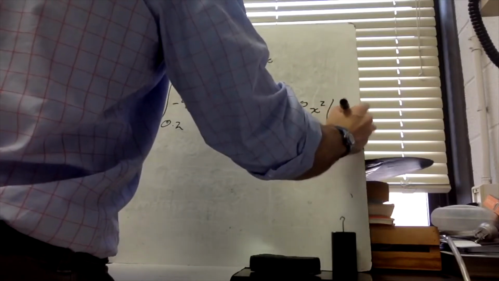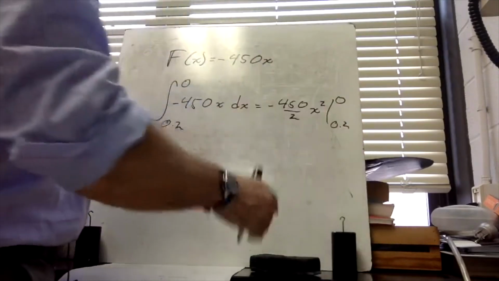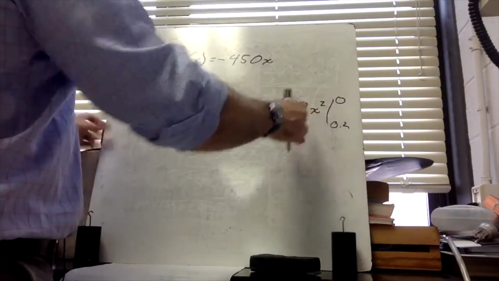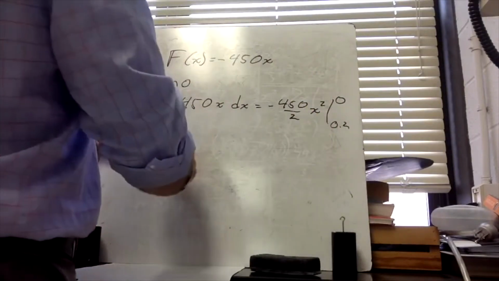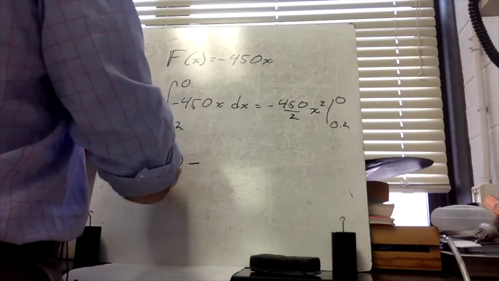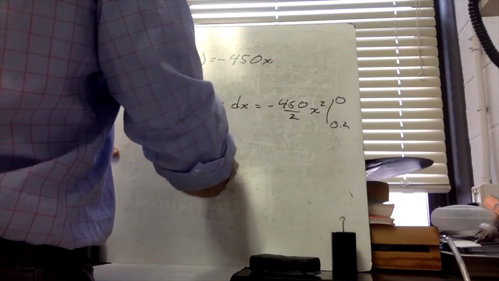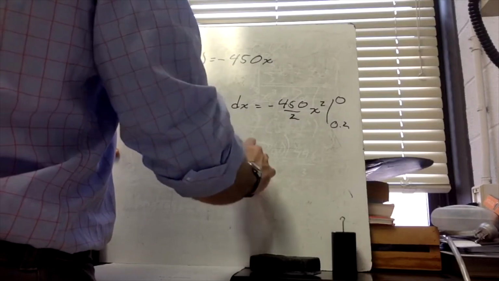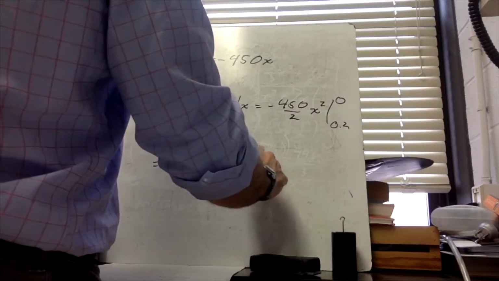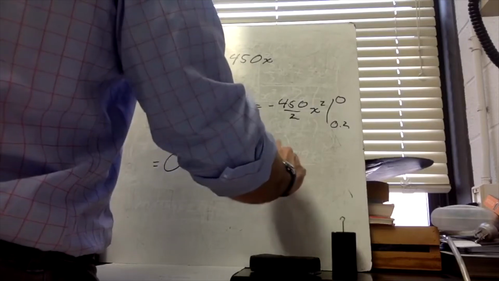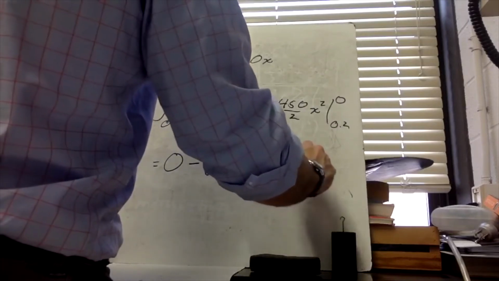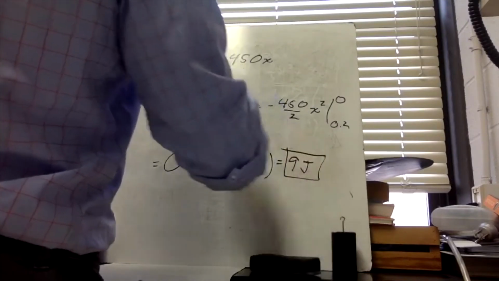From 0.2 to 0, we like having zeros because when I plug the 0 in, it goes away. So it's 0 minus, and then I plug in the 0.2, so it's negative 450 over 2 times 0.2 squared, and I end up with 9 joules. That's it.